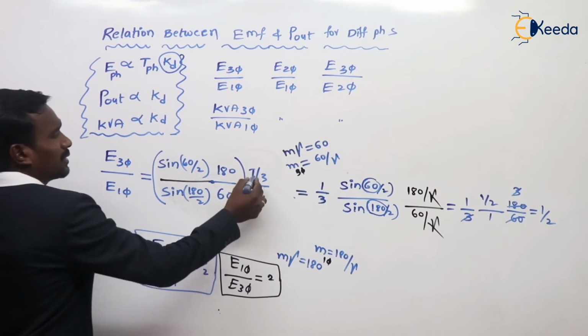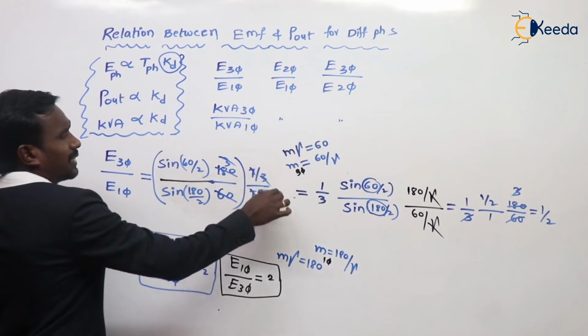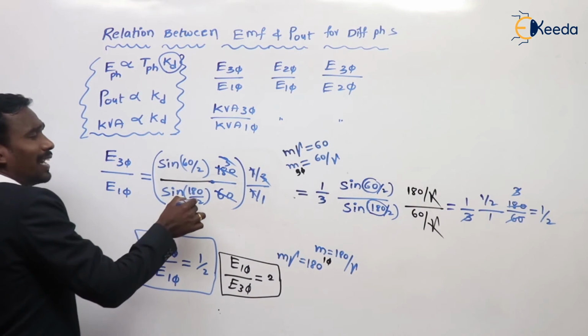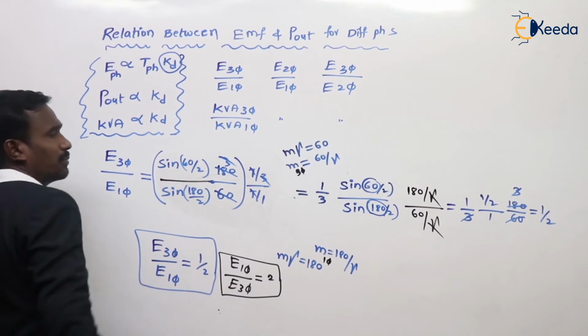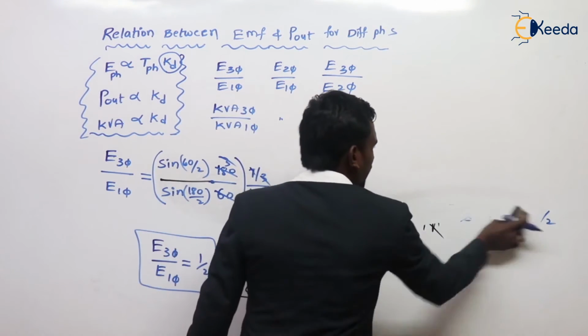So how can we get the answer? T gets cancelled and this 3 gets cancelled. Sine 30 is 1 by 2 and sine 90 is 1. So the answer is 1 by 2. Like that.